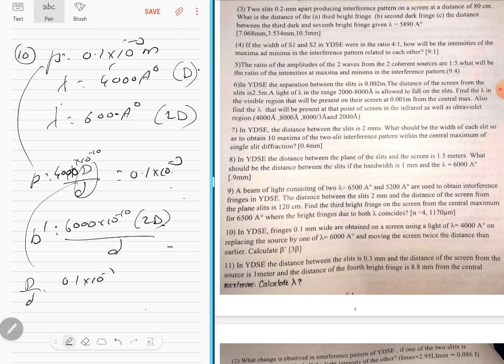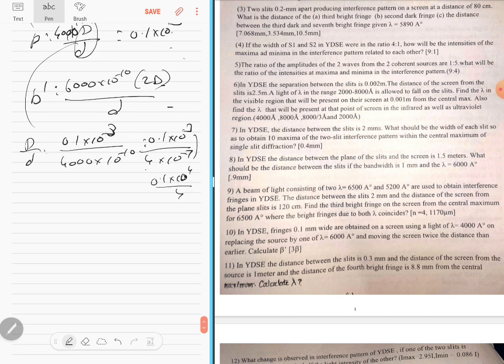0.1 into 10 to the power minus 3 by 4000 into 10 to the power minus 10, which is 0.1 into 10 to the power minus 3 by 4 into 10 to the power minus 7. This goes up, it will become 10 to the power 7, and this will become 10 to the power 4. 0.1 into 10 to the power 4 by 4. This is 10 to the power minus 1. So it will become 10 to the power 3 by 4. 1000 by 4 will be 500 by 2. So 250 is what you get for the ratio.